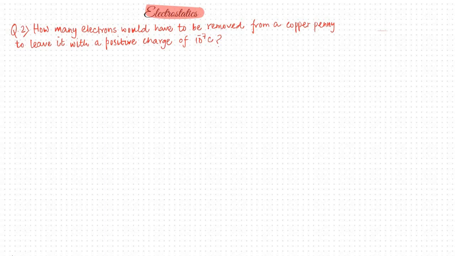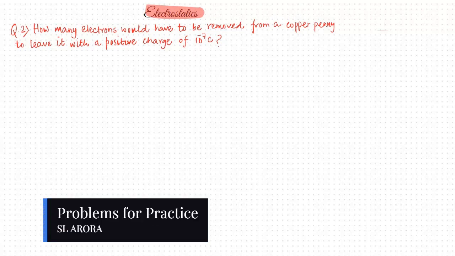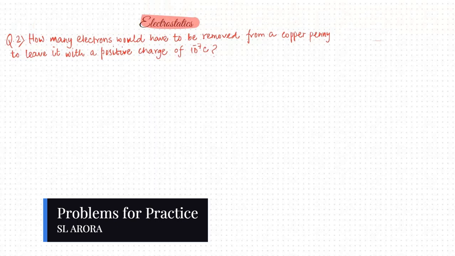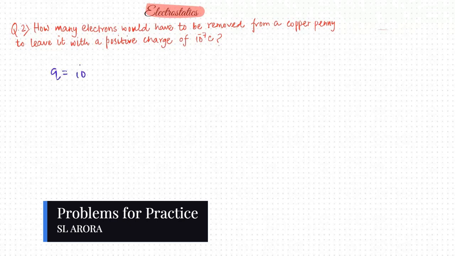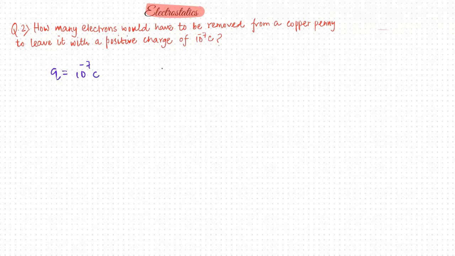Question number 2 is, how many electrons would have to be removed from a copper penny to leave it with a positive charge of 10 to the power minus 7 coulomb? Okay, so the charge is given, so Q is equal to 10 to the power minus 7 coulomb, and from quantization of charge we know that Q is equal to N into E, where N is the number of electrons and E is the charge of an electron, and we know the magnitude of electric charge is 1.6 into 10 to the power minus 19 coulomb.